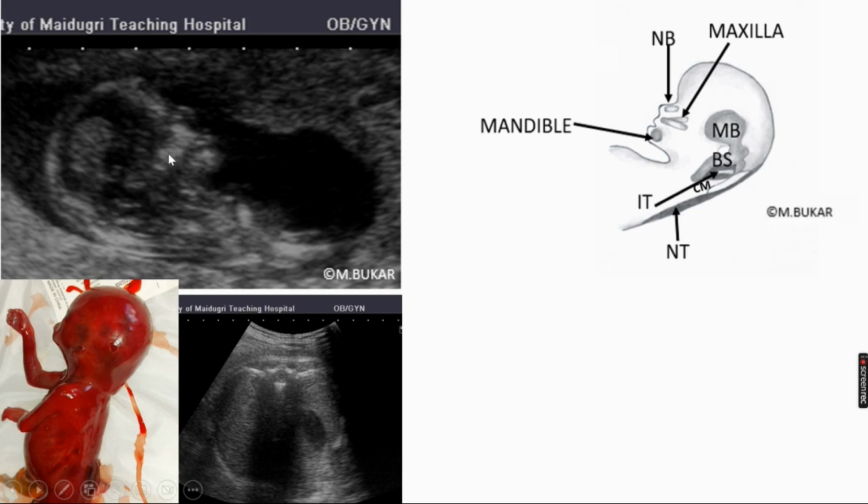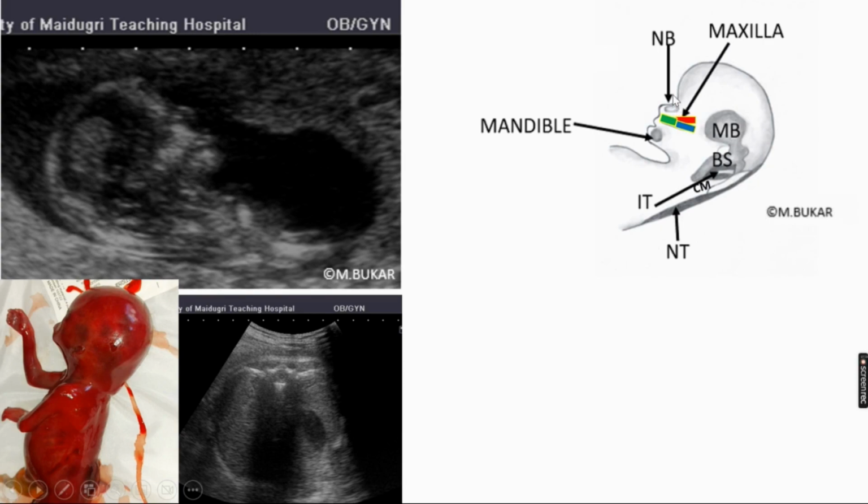Now here the maxilla appears as a single bone, but actually the maxilla is not a single bone. This is because of the resolution of the machine, and this was a transabdominal image, and also it's a still image. Now the maxilla is made up of the vomer bone, the secondary palate, and the premaxilla. So this constitutes the maxilla. This is what is typically called the superimposed line sign.